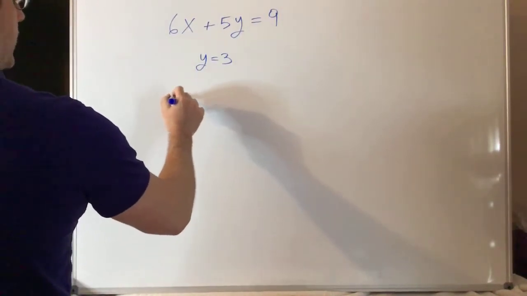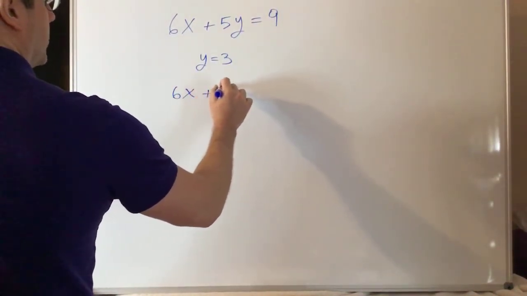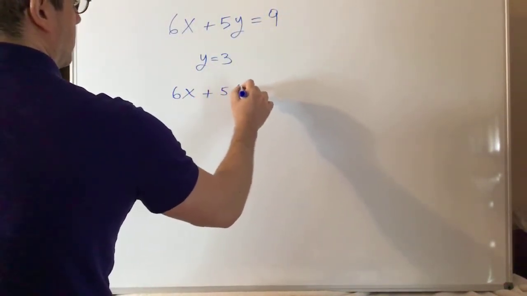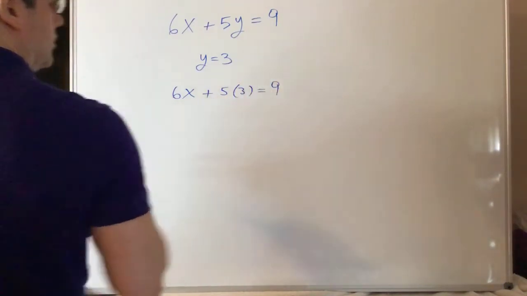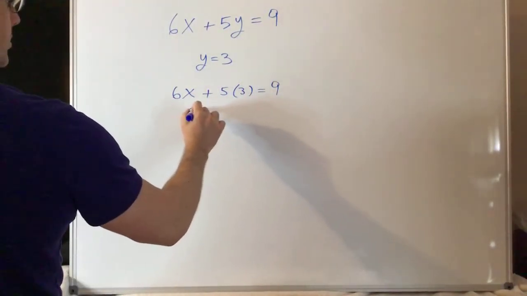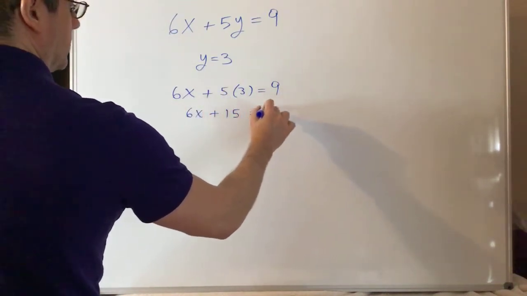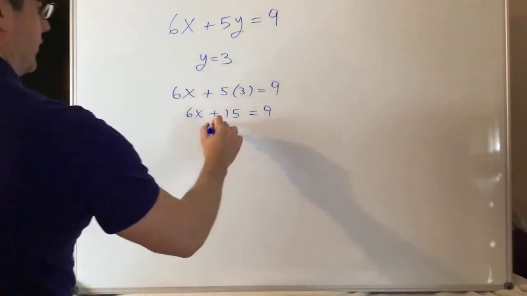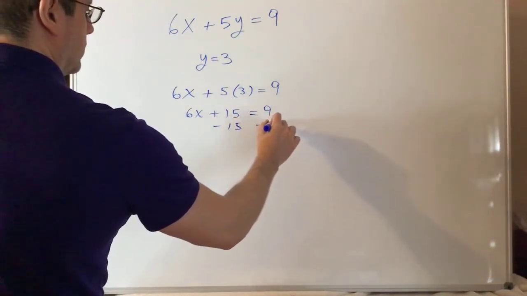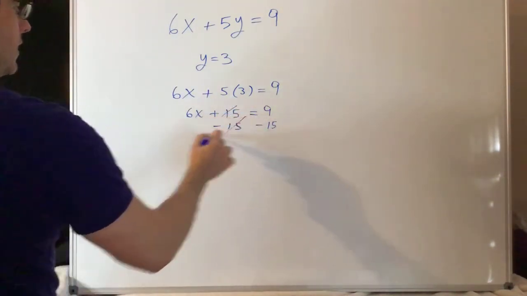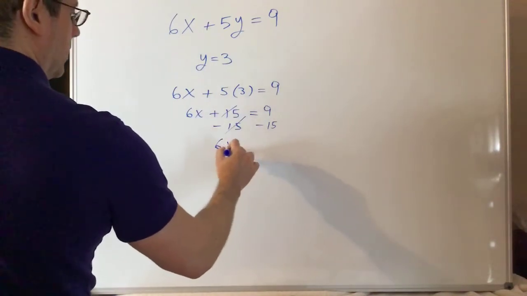Now I want to figure out what x is. So I'm going to replace the y with the number that I got, which is 3, and I'm just going to compute it. 5 times 3, remember this is multiplication, 15. Now I'm going to subtract 15 from both sides. Remember, letter on the left, number on the right. That's the game that you have to play.